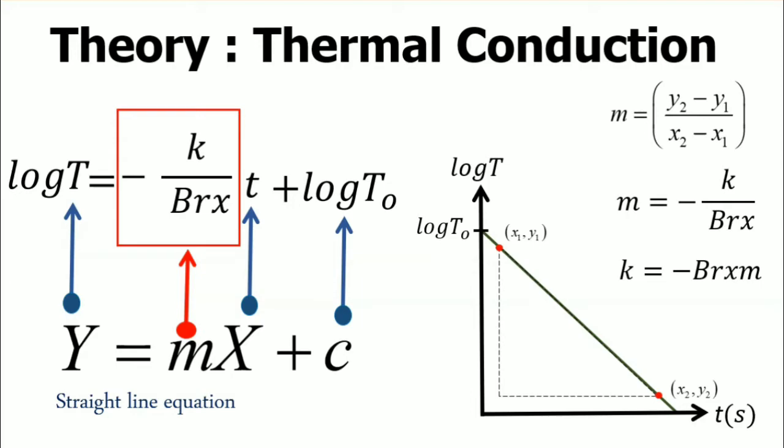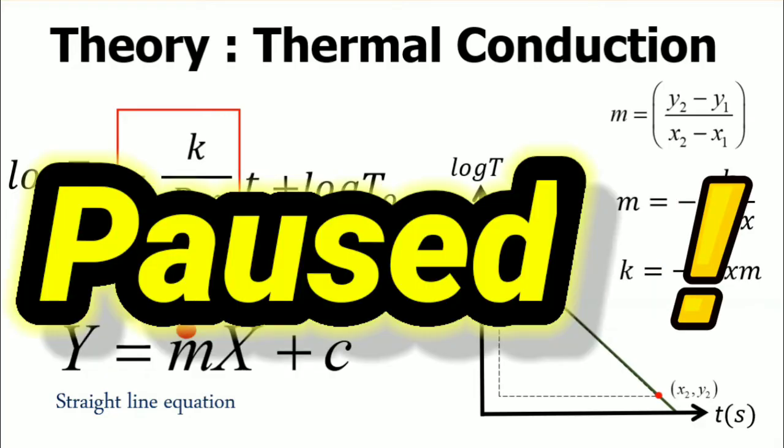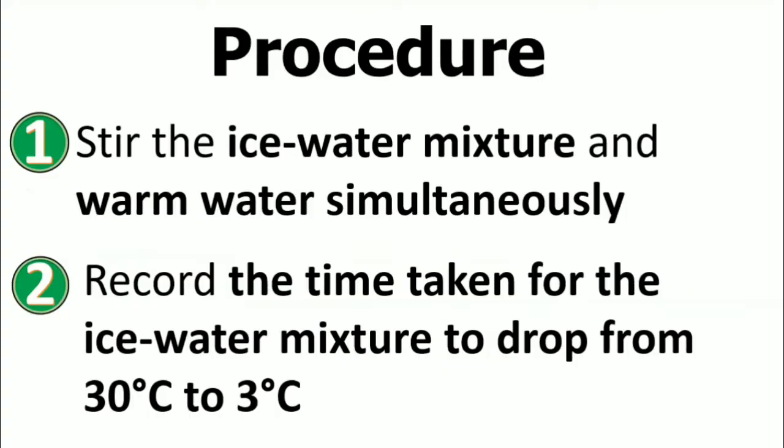Before we continue to the procedure, I want you to pause the video, open the manual and go to the procedure section of the experiment. After you have read through the manual, you can come back again to the video. If you have read the manual, these two statements will make a lot of sense to you. In the experiment, you are going to stir the ice-water mixture and warm water simultaneously, and then record the time taken for the ice-water mixture to drop from 30 degrees Celsius to 3 degrees Celsius.